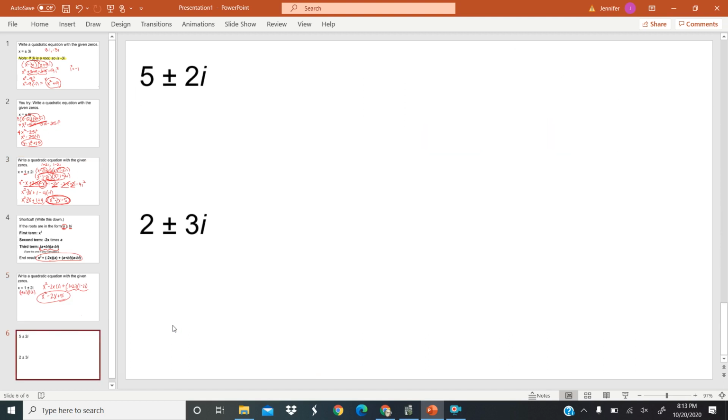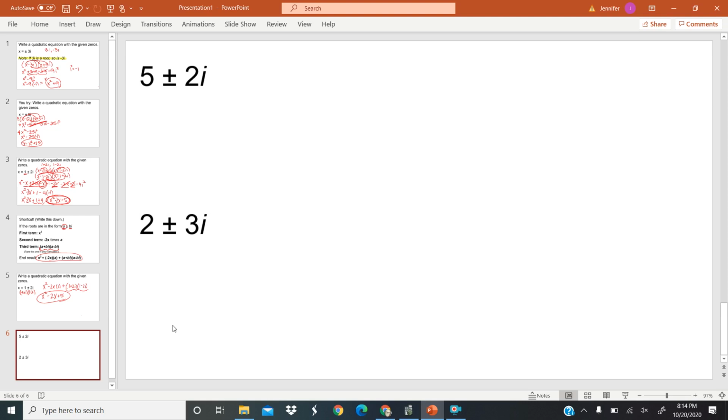So what I want you to do is try to do that for these two. Pause the video, try to use the shortcut to find the equations if these are your roots. This is like two separate problems. You'll do it with the roots 5 plus 2i and 5 minus 2i. And then in the next problem, you'll do 2 plus 3i and 2 minus 3i. So pause here and then unpause when you're ready to see me work this out.